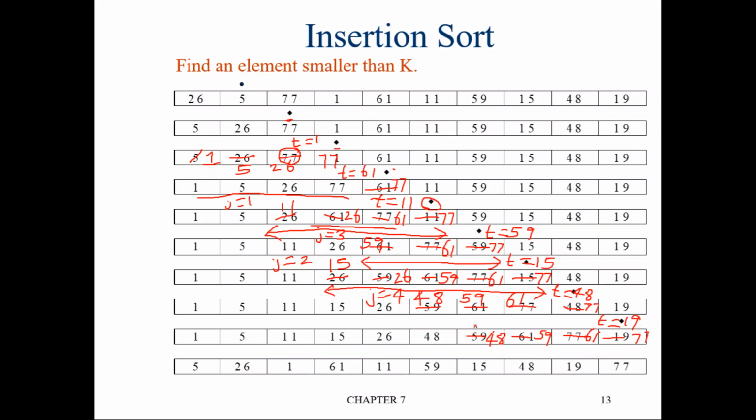Next 26 is greater than 19. So this will be replaced with 26. Next 15 is less than 19. So it will stop here. At this point what is j? J is 0, 1, 2, 3. So a of j plus 1, that is this location will be replaced with 19. Okay. So this location will be replaced with 19.